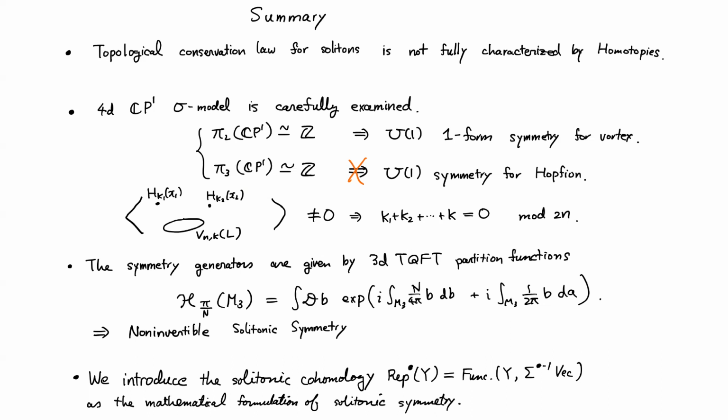So do you expect all of this solitonic symmetry to be some kind of emergent symmetry in the infrared of the sigma model, or do you expect that it remains there in the UV completion? Because these guys are heavy in some sense, no? Yeah, right. So at least for this kind, yeah.